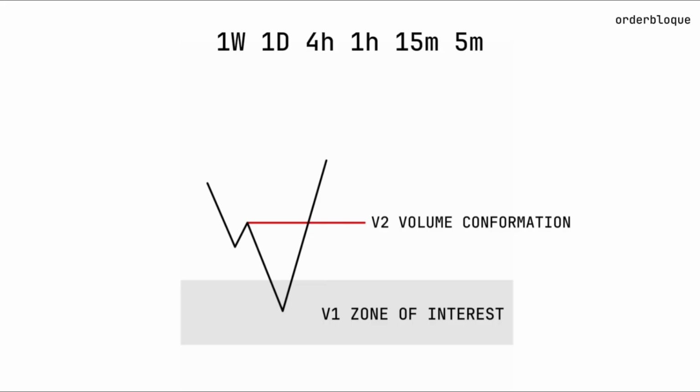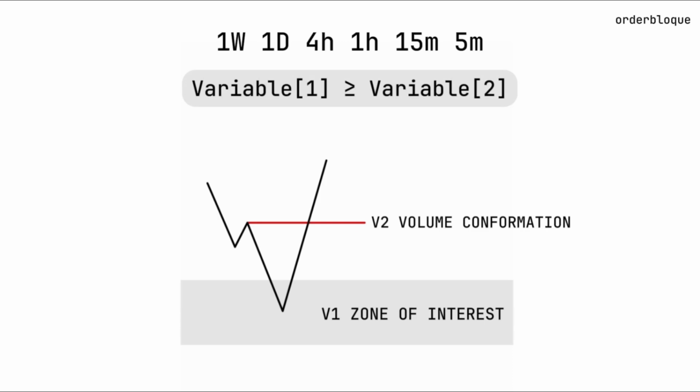The rule is very simple and goes as follows. Variable 1 should be greater than or equal to variable 2. This means that if the zone of interest is on the 4-hour timeframe, then volume confirmation should also be on the 4-hour timeframe, or a lower one, specifically the 1-hour timeframe. In practice, we usually shift down by 1 timeframe.